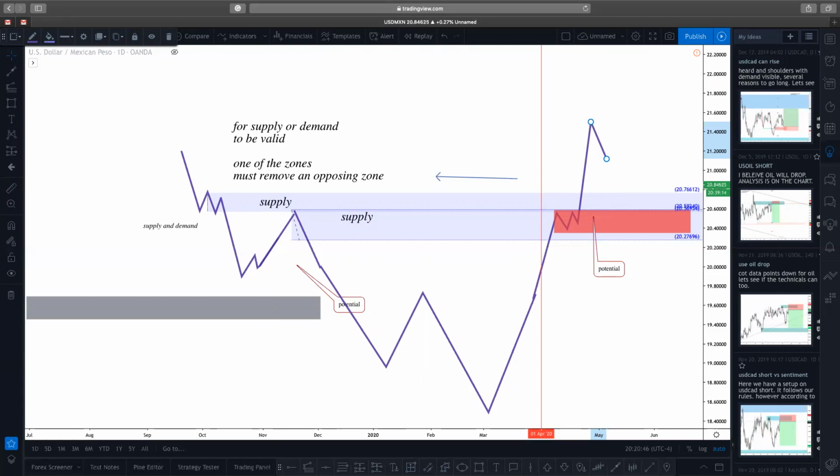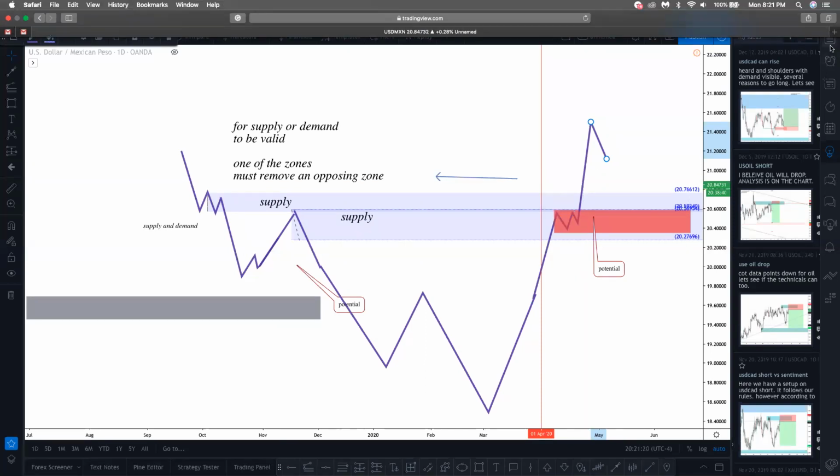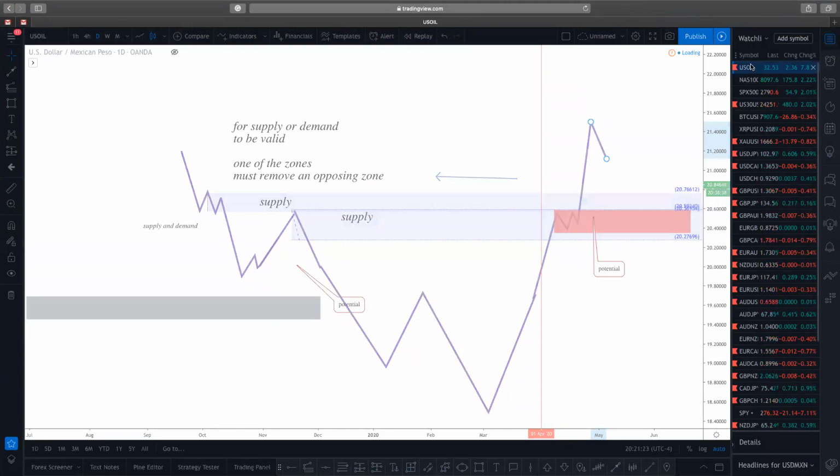It depends on the time frame, it depends on the location of the zone, and it depends on what that zone accomplished. For today, we're just focusing on what the zone accomplished. So we know for supply and demand to be valid, one zone must remove the opposing zones. And we know every time frame has its own zones, so we have zones nested within zones. Let's hop on the chart and see if we can find some examples.